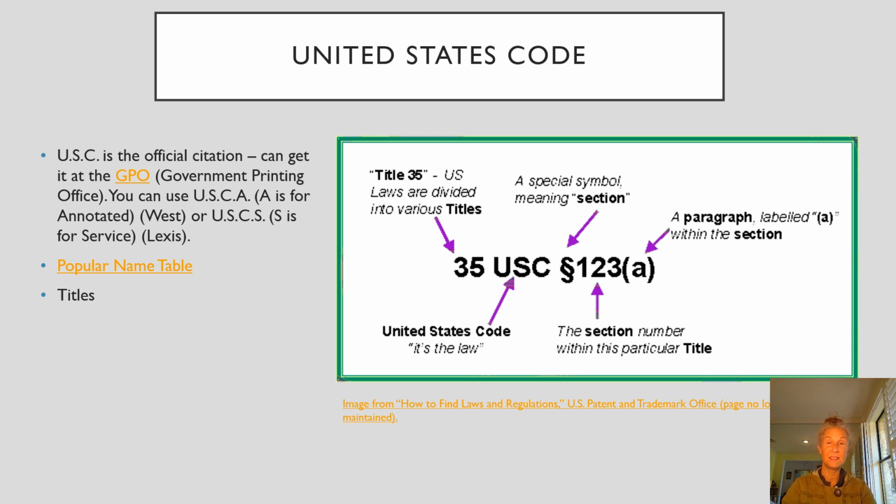And you can get this at the GPO, which used to be called the Government Printing Office, and their name is now changed to the Government Publishing Office. You can use the USCA, and the A is annotated, or the USCS, which is for service, and that's Lexis. So libraries typically either have the West version or the Lexis version, and it's pretty much the same. It's just Lexis uses their sort of reference system, and West uses its key number system. So it's very similar.